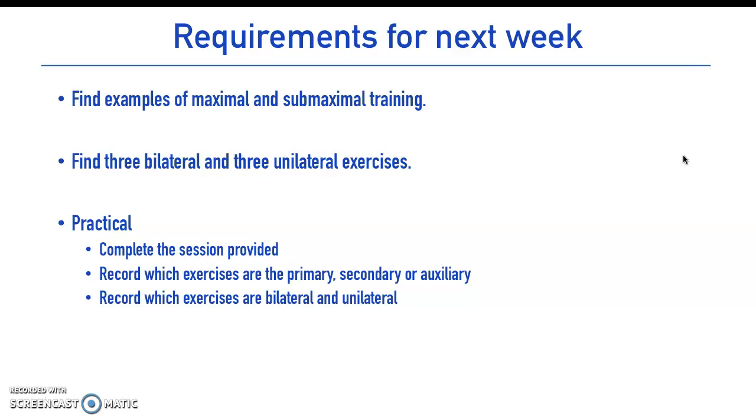Then for the practical sessions, I want you to complete the session that I'll provide to you. Within that session, I want you to write down which of the exercises are primary, secondary, or auxiliary movements. And then at the end, write down which exercises are your bilateral and unilateral exercises. Based on my session, please make sure that you are not using the same examples that I've given you. I want you to find your own bilateral and unilateral exercises.